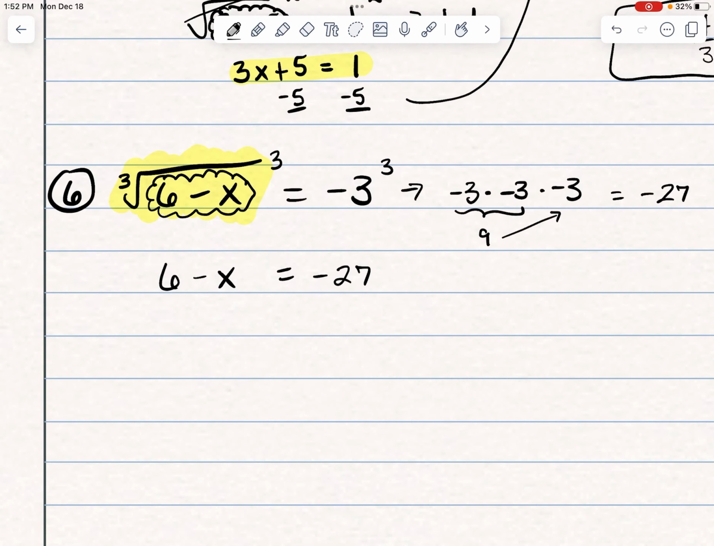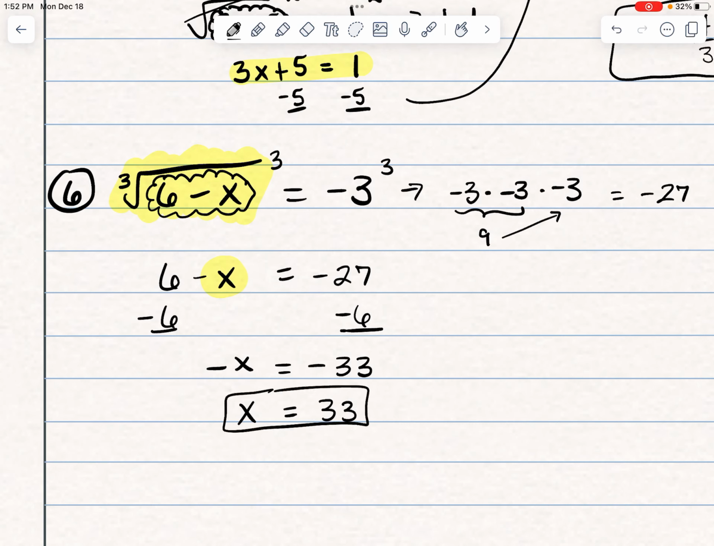So here we have to get x by itself, and so we want to isolate the x. We're going to do that by subtracting 6 from both sides. So you get a negative x is equal to a negative 33. Since negative x is equal to negative 33, that means that positive x is equal to positive 33.